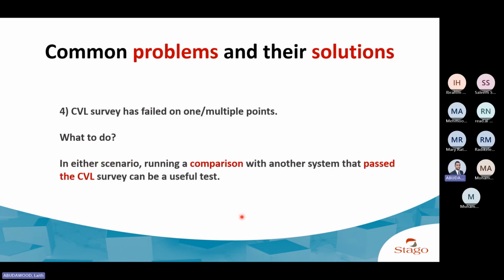Now, in either case, when you have either of these issues, you have the extremes failing or you have the middle failing. One very good approach that's not always possible, that's why I left it to the last slide, is to run a comparison with another system that passed the CVL survey. Not everyone uses CVL surveys, so sometimes you cannot really do this kind of comparison. It will be very good to do a comparison with another lab that passed the CVL survey.